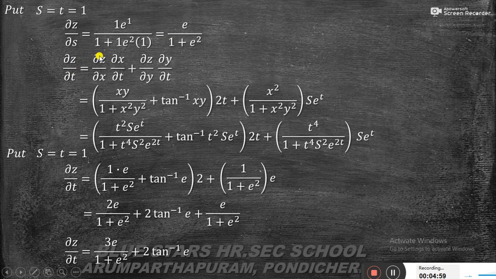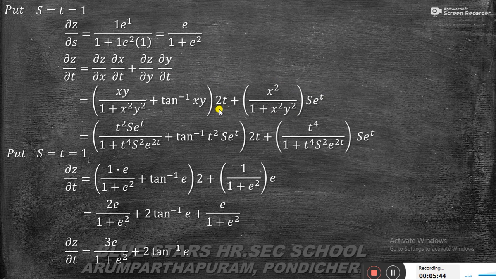∂z/∂t means ∂z/∂x into ∂x/∂t plus ∂z/∂y into ∂y/∂t. So ∂z/∂x means xy/(1 + x²y²) plus tan⁻¹(xy), into ∂x/∂t, which is 2t, plus ∂z/∂y, which means x²/(1 + x²), into ∂y/∂t, which means s eᵗ.